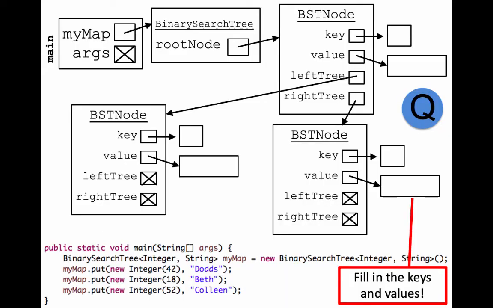Okay, so on the bottom of the screen, I've got a main method that's adding things to our binary search tree. And as a test of your understanding of the binary search tree algorithms, I want you to try and figure out where each of the keys 42, 18, and 52 are going to end up in the memory model version of this binary search tree. Okay, so pause it here.